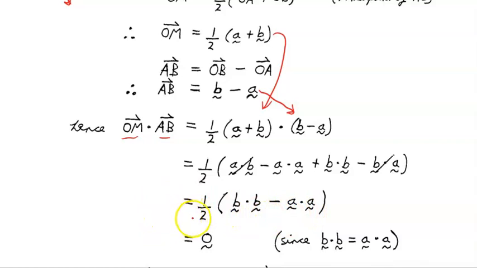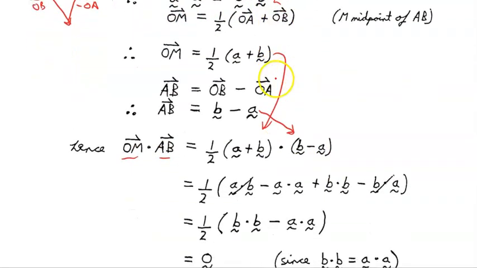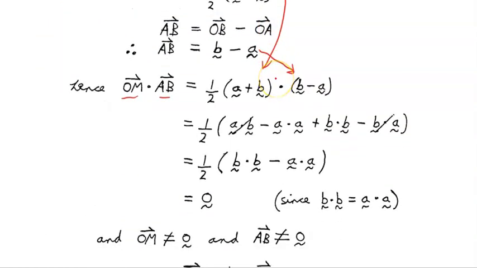Now B dot B and A dot A, we've already discovered that they're actually equal. And so they sum to 0. If I go back up here, we should see that A dot A and B dot B are equal. And so that cancels to 0.